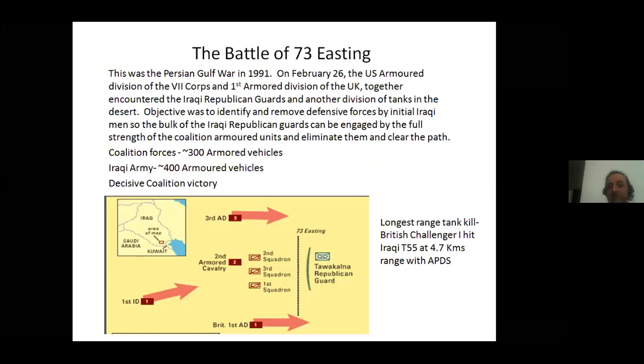Of course, here you should not forget that we are in an age of modern tanks, by the way. And the concept of main battle tank comes into it. I'll talk a little bit about this once I finish this. It's called the Battle of 73 Easting.